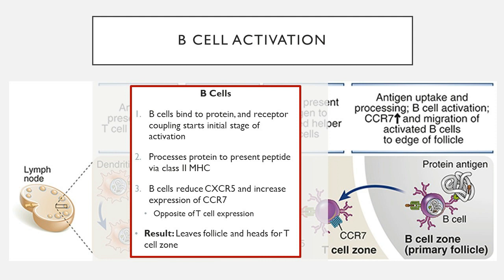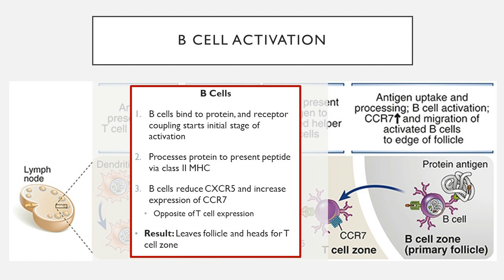Now, if you got that, the B cell stage is actually pretty easy to remember because I think a lot of it is just the reverse process. So in this case, B cells bind to a protein, and that initial coupling initiates the start of activation. The B cells then process that protein and present the shorter peptide sequences on class 2 MHCs. Upon activation, B cells reduce their already present CXCR5 chemokine receptor and then start expressing the chemokine receptor CCR7, which again binds to CCL19 and 21 in the T cell zones.